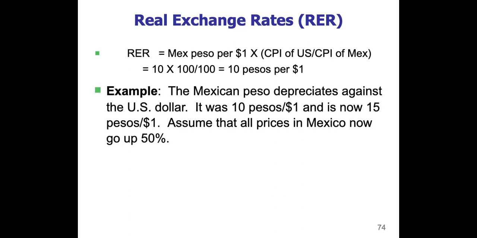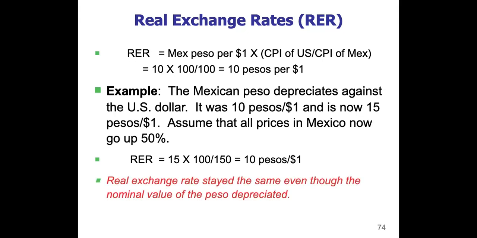But let's say that the Mexican peso depreciates against the US dollar. It now takes 15 pesos to purchase up each US dollar. Let's also assume prices go up 50% in Mexico. So now we have 15 times a CPI of 100 over a CPI of 150, or we're back at the same ratio, 10 pesos to purchase up $1. The real exchange rate stayed the same in this case, even though the nominal value of the peso depreciated.